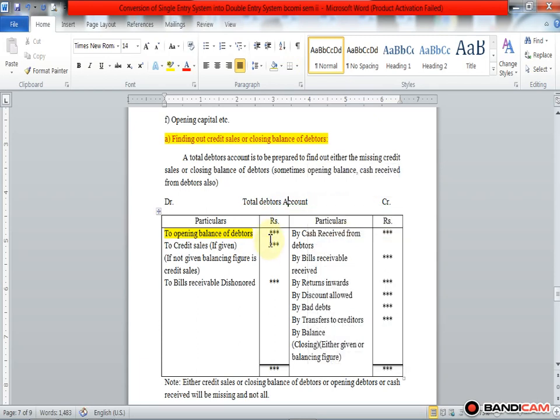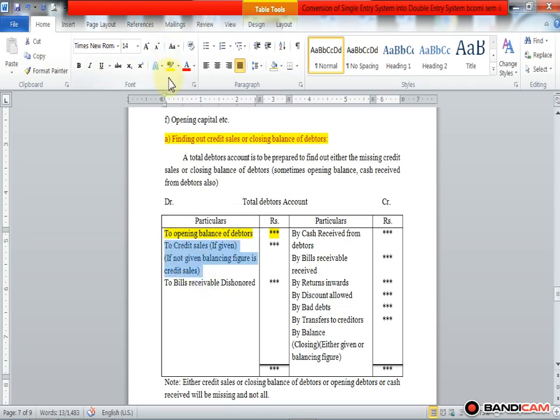Whatever the amount. Next is credit sales. Credit sales, if given in the problem. If not given, then the balancing figure is credit sales.